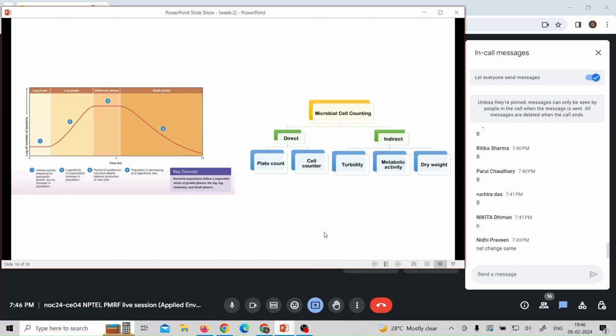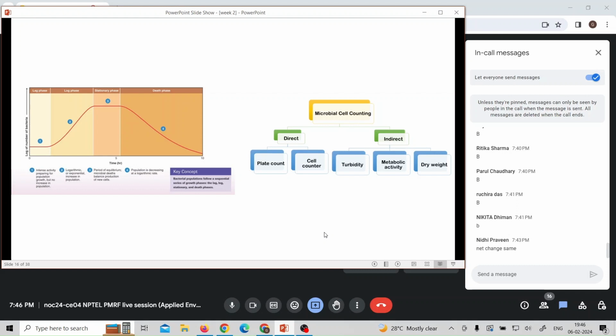Okay. Sorry for the disturbance. As I was telling, there are three more methods: turbidity, metabolic activity, and dry weight. In turbidity, as I told you, you will be measuring the optical density using a spectrophotometer, and you will equate that if this is my OD, then these many cells may be present. So that will be an indirect measure again.